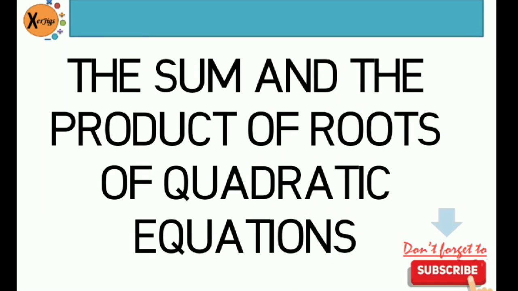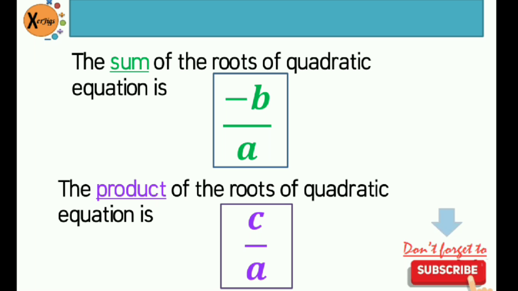Hi everyone, welcome back. As I mentioned earlier, we will tackle the sum and product of the roots of a quadratic equation. This is actually an easy topic because there is a formula that we need to follow and use in order to get the sum and product of the roots. For the sum of the roots of a quadratic equation, the formula is negative b over a. And the product of the roots is c over a.